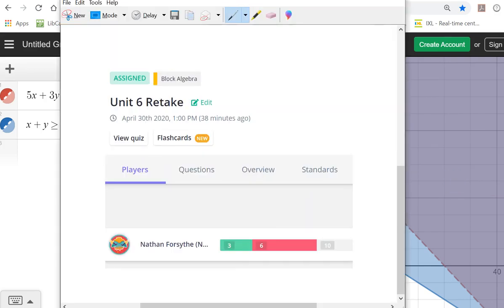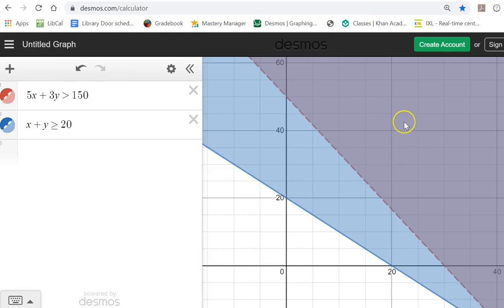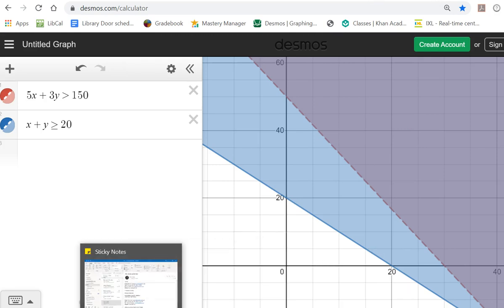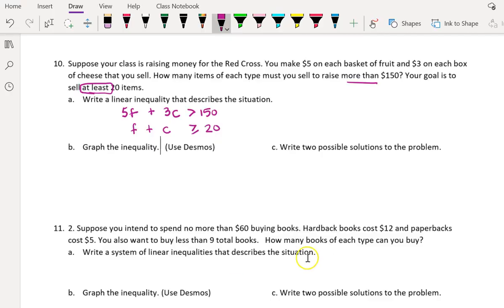So if I am looking at a point that's in the solution set, we could say an X value of 20 and a Y value of 40 is in the purple region. So I would choose that as one of my answers. Let's see here.